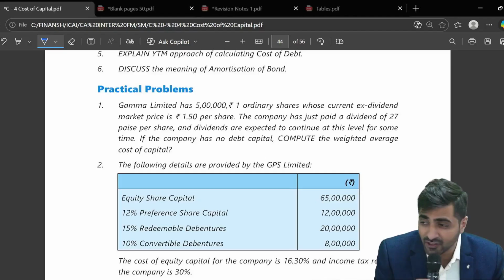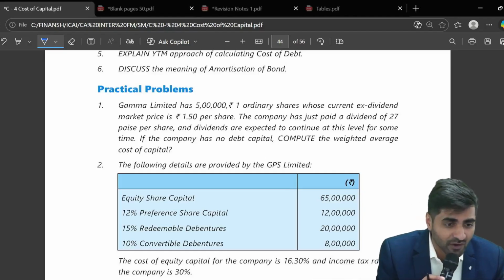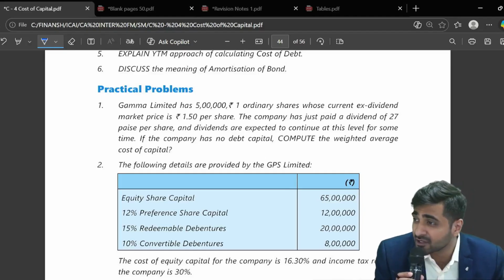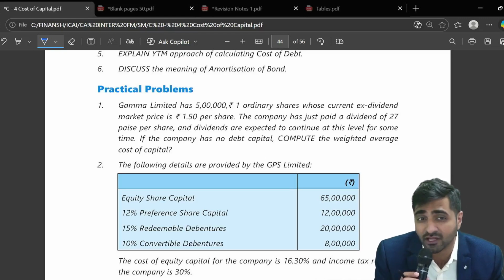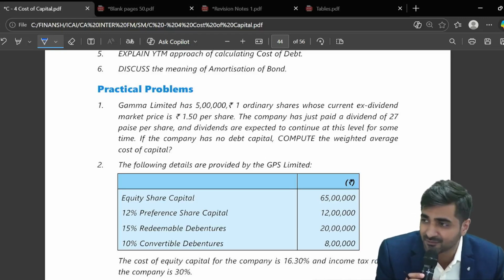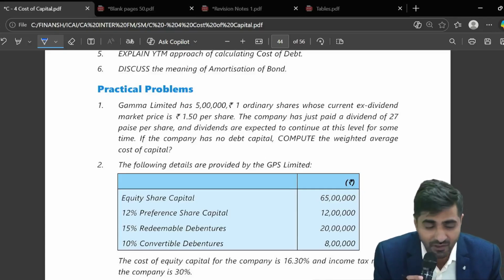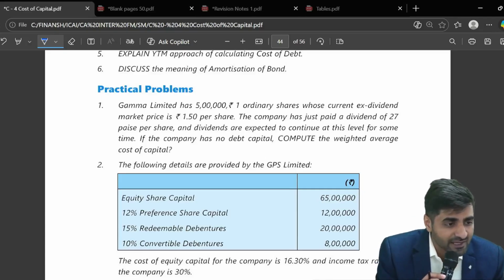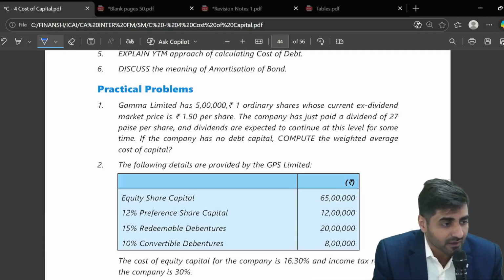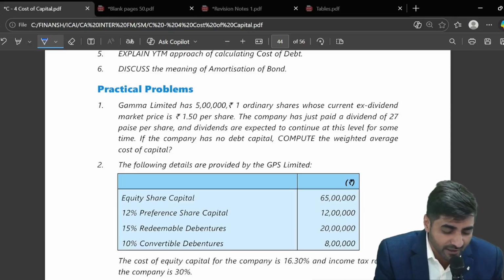Okay, so ex-dividend. What is the meaning of ex-dividend? Can I say after the dividend per share? Okay, so that is the market price which is given to that is 1.5. Always remember that, even if the cum dividend price per share is given to you, we have to convert that into ex-dividend by subtracting whatever is your dividend per share. Okay. The company has just paid a dividend of rupees 27 paise per share, and the dividends are expected to continue at this level for some more time. If the company has no debt capital, compute the weighted average cost of capital.